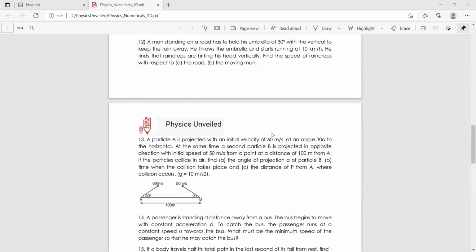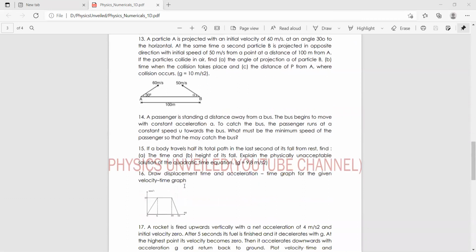The problem number 13 is a very simple problem. It is again using multiple concepts. You can solve it by relative velocity, or you can solve it by the sine cosine rule. So I'll not disclose the entire solution right here. We'll be discussing it on Saturday, as I've told. You have to find out the time at which these two particles will collide, and the distance of the particle from A where the collision occurs. At what distance the collision occurs, so that you have to find out.